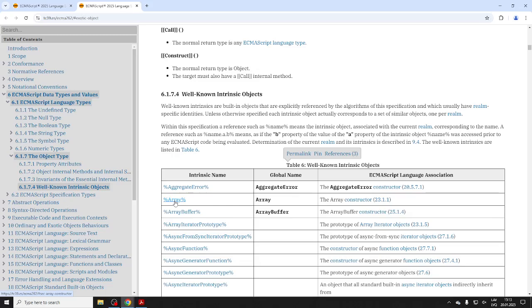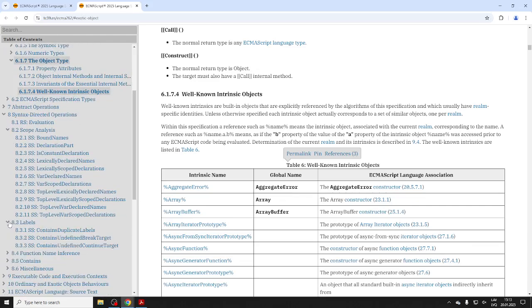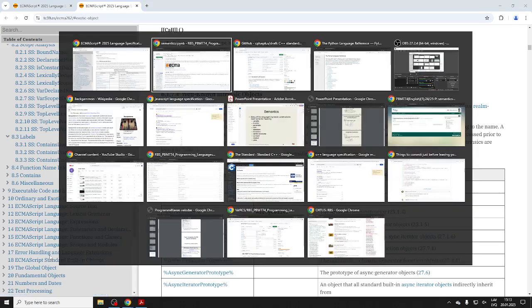But that's what I'm saying: you have to specify how these things work underneath if you're writing a language. It is a very, very difficult thing to do. So, scope analysis, labels, contains labels. So that's a big picture overview.